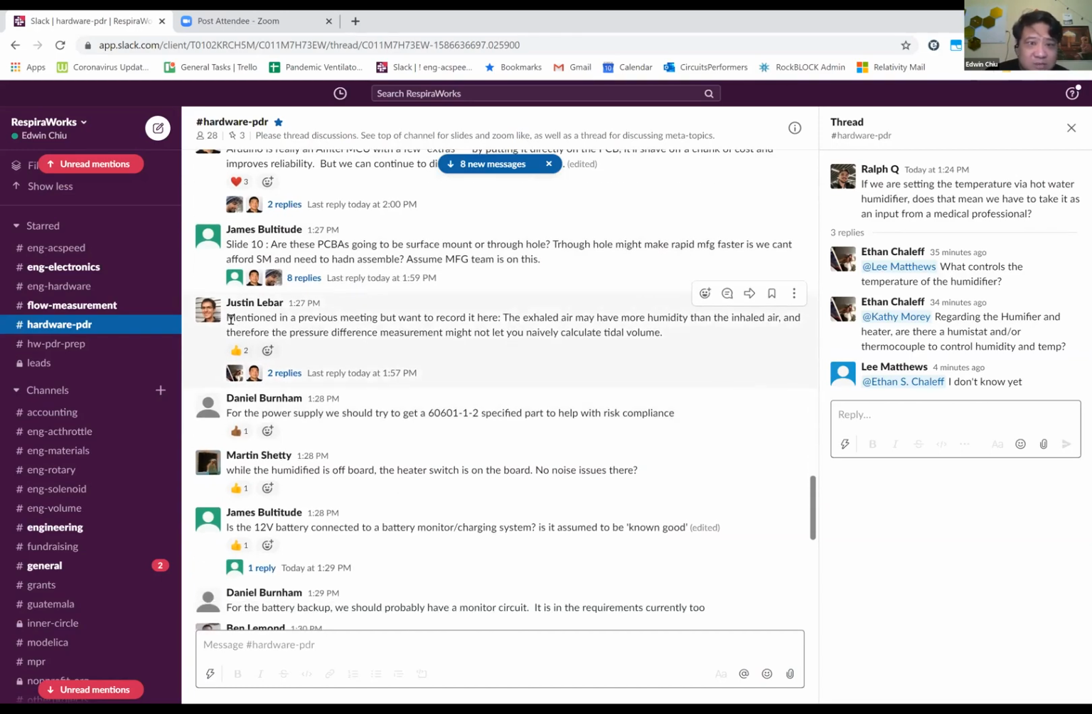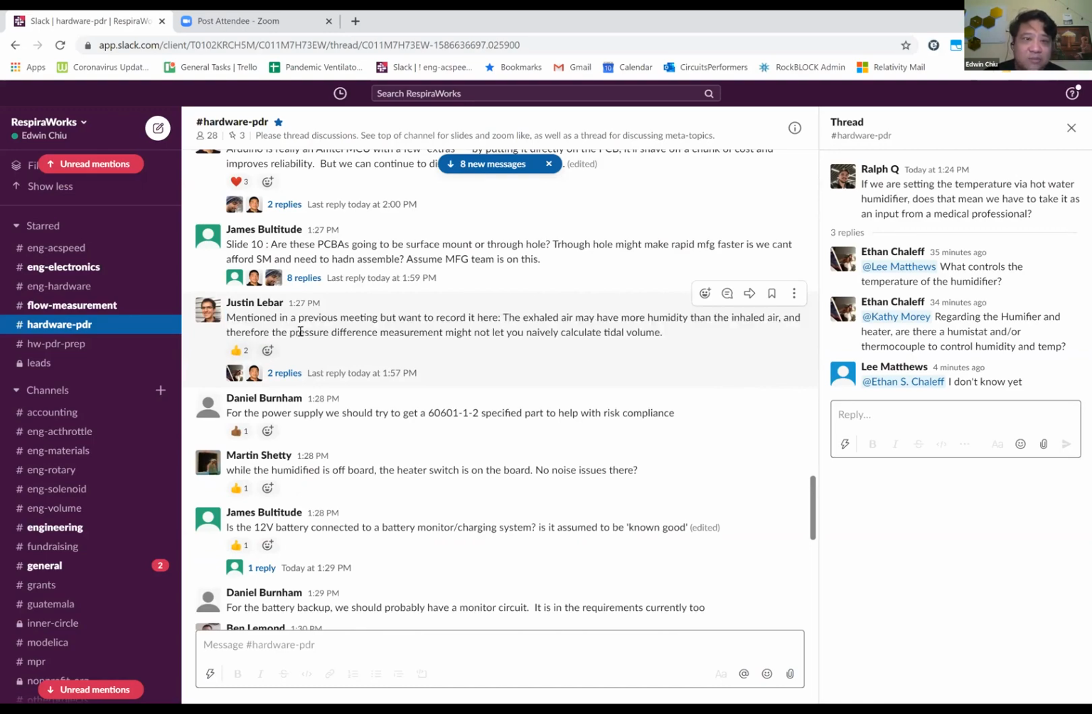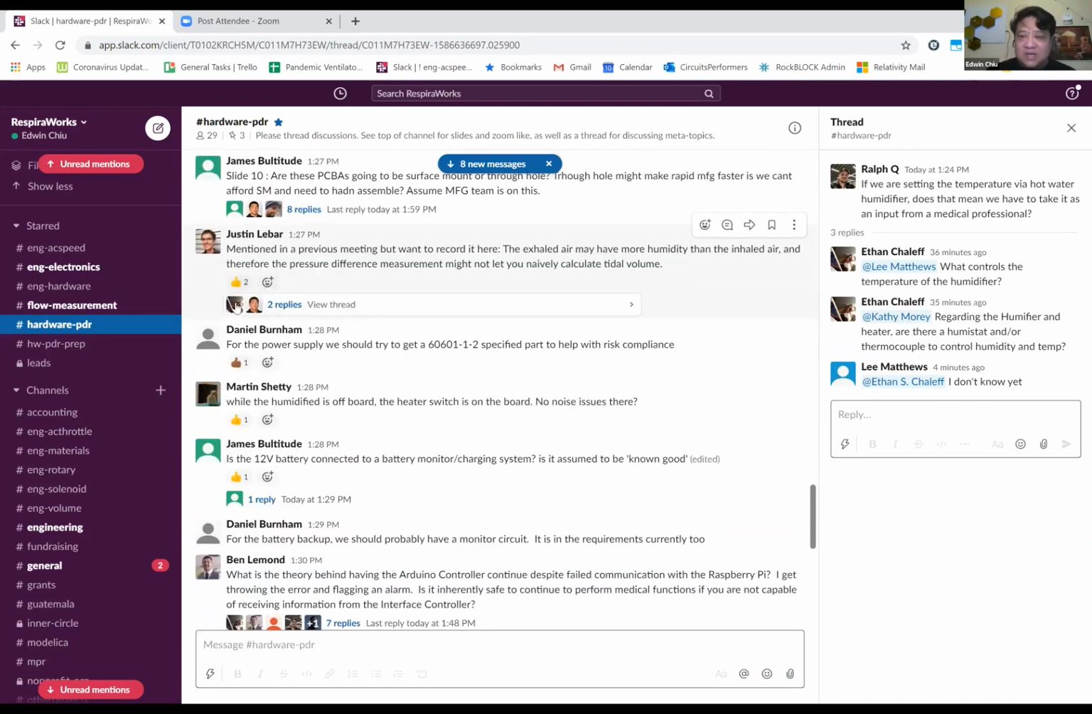Justin says, mentioned in previous meeting, but want to record it here. The exhaled air may have more humidity than the inhaled air, and therefore the pressure difference measurement might not let you natively calculate tidal volume. That's definitely a concern. We have seen a number of other ventilators have this design where they difference the inhale and exhale flow, and they have a way to calculate it. So there's probably some normalization that needs to happen there.